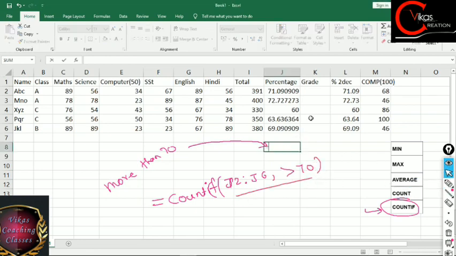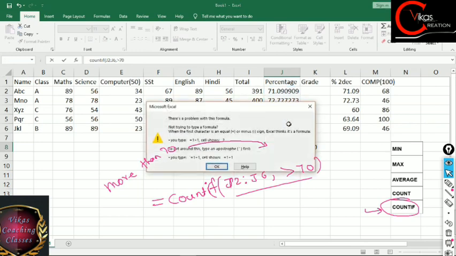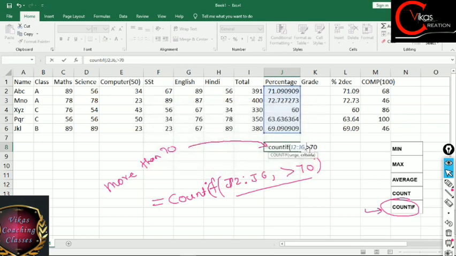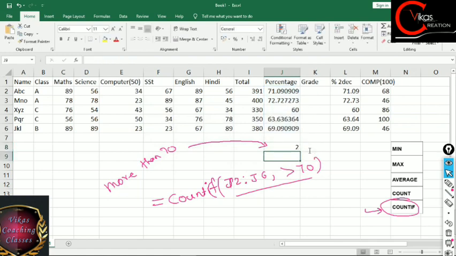मैंने लिखा यहाँ पे equals to COUNTIF, ब्रैकेट को करा ओपन, रेंज को करा सिलेक्ट, कॉमा लगाया और बस सिंपली क्राइटेरिया को लिख दिया more than 70, एंटर प्रेस करा. ओ सॉरी, एक छोटी सी मिस्टेक हम लोगों ने कर दी है. जब भी क्राइटेरिया को लिखते हैं इसको हम लोग डबल कोट्स में लिखते हैं, याद रखना बेटा.